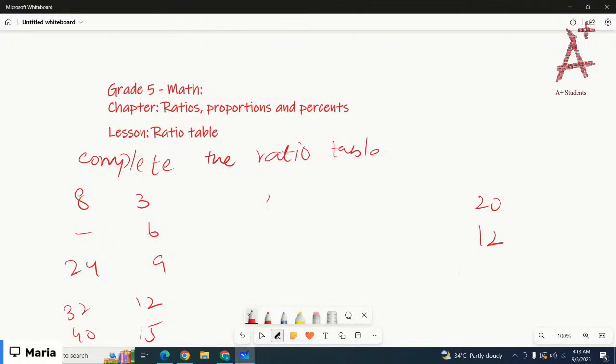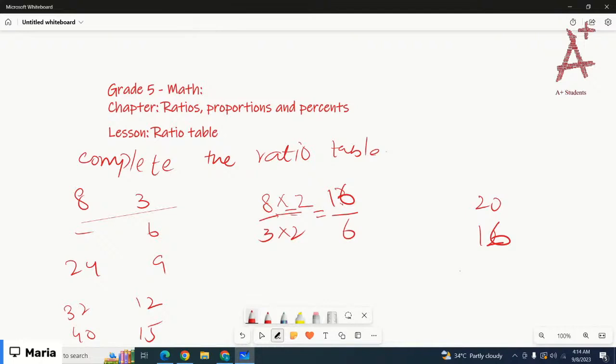Here you have 8 over 3, right? If you make a ratio, then this one is the missing value divided by 6. So 3 times what number is 6? That is 3 times 2 is 6, right? That means then 8 times 2 is 16. Sorry, not 12. You're right. Very good. The answer is 16. Very good.